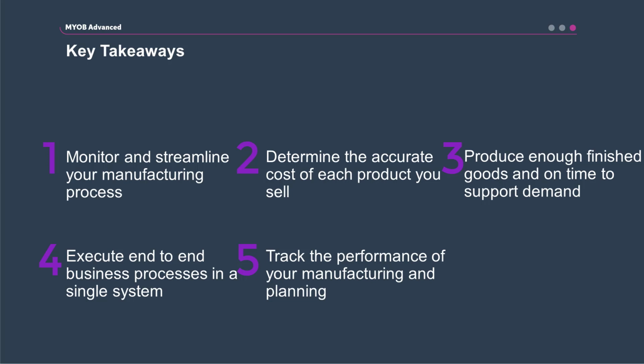You will also be able to produce enough finished goods to support your demand and do this in a timely manner as well. So you'll never be missing out on opportunities to sell because you don't have items on hand. And since the manufacturing edition is not a standalone system, it incorporates the rest of the ERP system, you'll be able to translate your whole business process from end to end within MYOB Advanced. And finally, with the reporting and dashboard capabilities, you'll always be able to track the performance of your manufacturing in your plan.